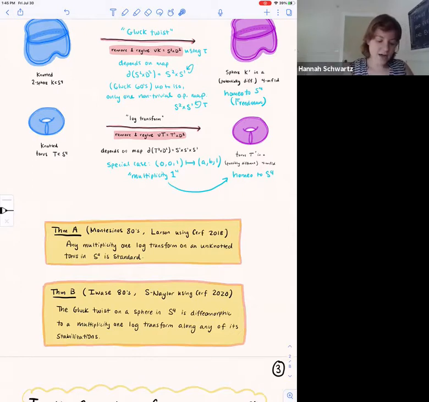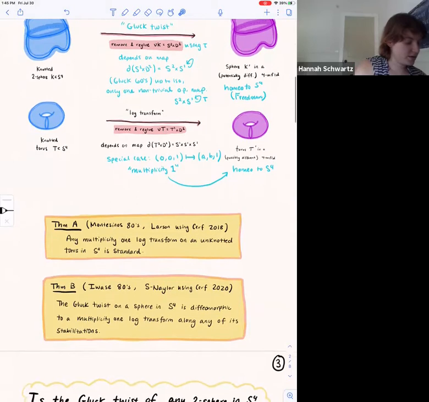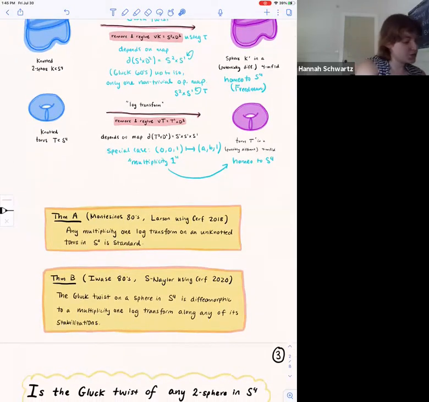If you have a Gluck twist on a sphere in S4, then that Gluck twist is diffeomorphic to a multiplicity 1 log transform along any one of its stabilizations. If you stabilize the 2-sphere, so you add a little tube to it, you get a torus. It's not necessarily an unknotted torus, but you can still do a log transform of that torus. And there's some multiplicity log transform on that torus that is diffeomorphic to the Gluck twist of that 2-sphere. Great, so this relates those 2 stories together.